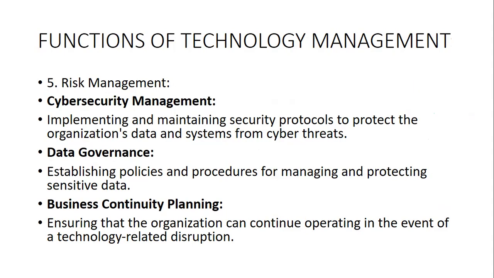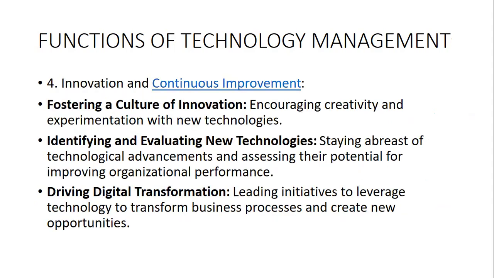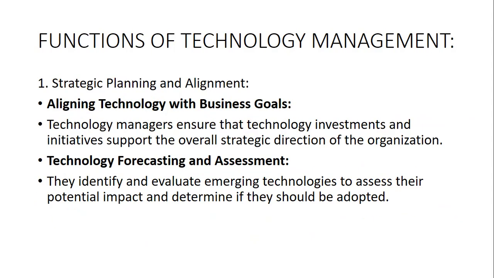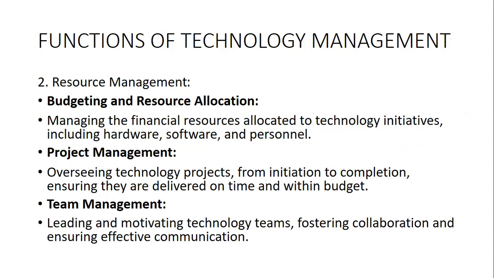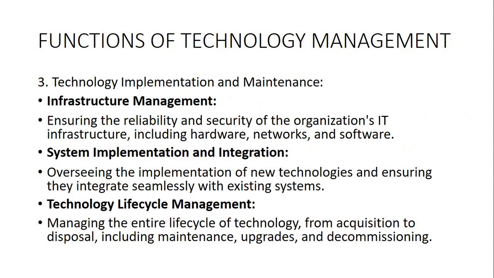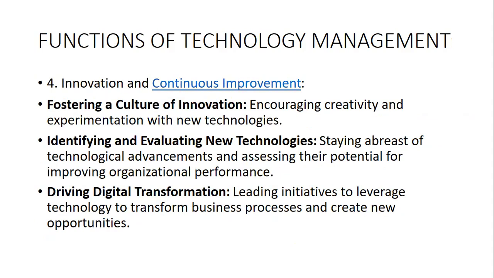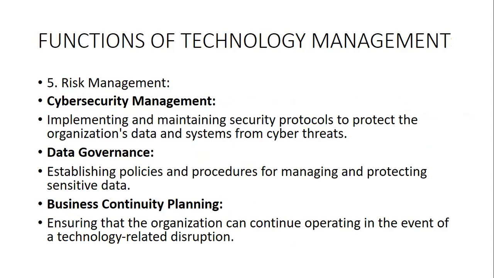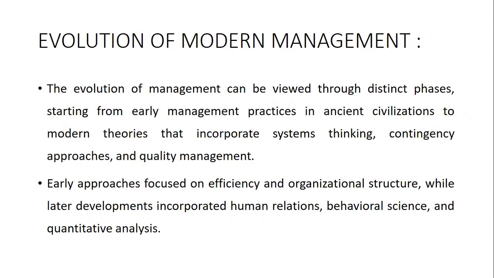So if you say functions of technology management, there are totally 5 different subcomponents, listed as given below: starting from strategic planning, then how to arrange the resources, then technology implementation and safeguarding of technology by better maintenance, then encouraging innovation and continuous improvement, then risk management system. These are the 5 essential things under technology management.